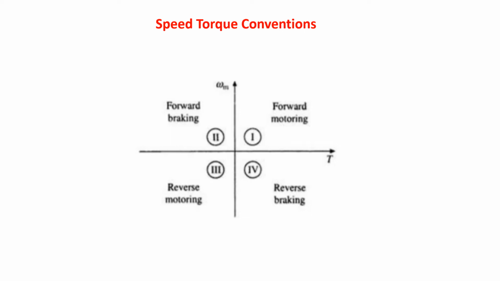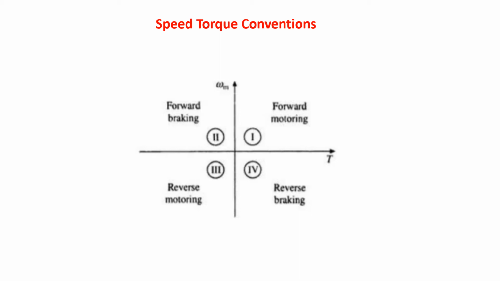If you see the diagram, that is the torque versus omega m speed, you have 4 quadrants. Depending on the value of omega m and the torque, you can get the developed torque. You have to check the sign of the power developed in each quadrant, and depending on the sign, you say whether it will act as a motoring or braking operation.